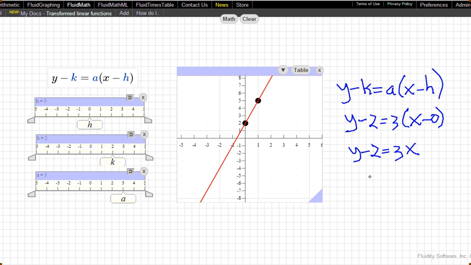Adding 2 to both sides, we get y equals 3x plus 2. These two equations are two different ways of writing the same equation. The top one is in point-slope form. The bottom one is in slope-intercept form.